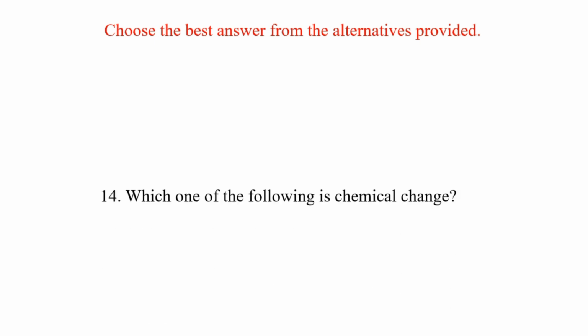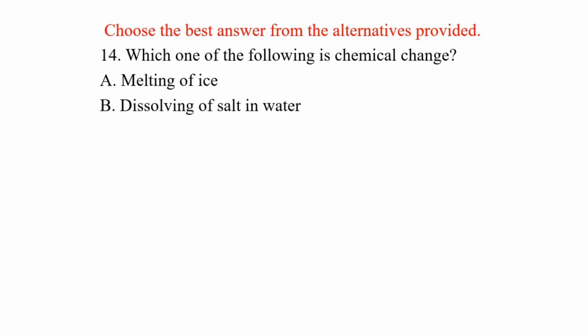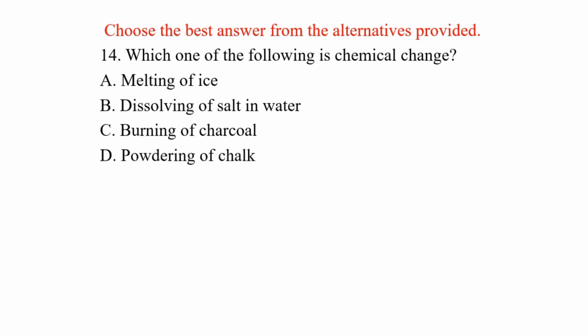Choose the best answer from the alternatives provided. Question number 14. Which one of the following is a chemical change? A. Melting of ice. B. Dissolving of salt in water. C. Burning of charcoal. D. Powdering of chalk.